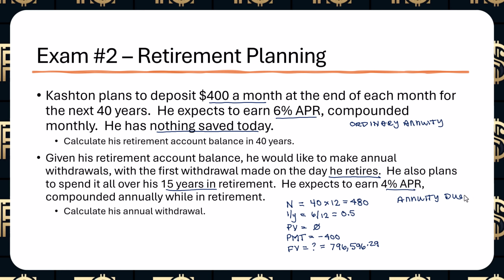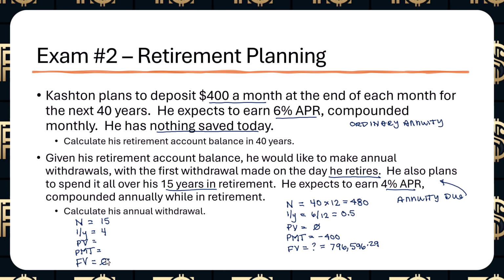But as I mentioned in prior videos, it's best just to keep your calculator in end mode. Treat it like an ordinary annuity. And then we will adjust the answer once we have solved for his annual withdrawal. Let's go ahead and set this up. Once again, we are setting this up like it's an ordinary annuity, but we will adjust our answer once we find it. He's going to be in retirement for 15 years. He's also going to be making 15 withdrawals from this account. He's going to earn a 4% APR compounded annually. He is not going to have anything when he passes away, so he's going to spend it all while he's in retirement.